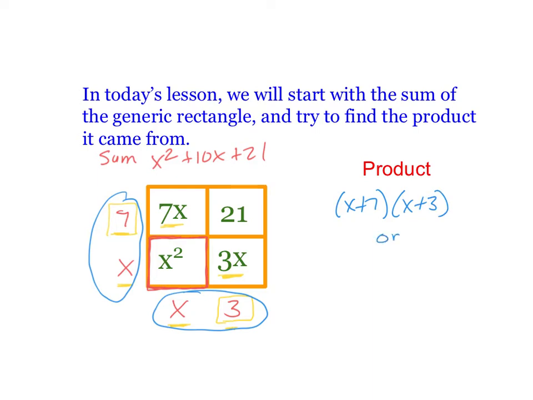Now, I could have also written it in the other order, x plus 3, x plus 7. Both of those answers are equivalent, meaning that they are the same, and either one would be considered correct. Okay, so the order you write those factors in does not matter. Let's try another example.